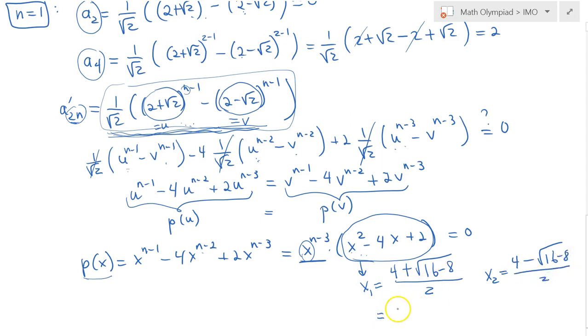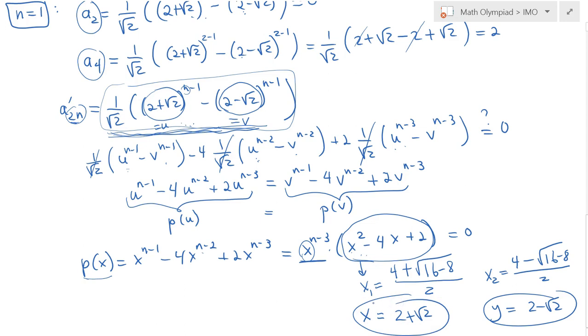But that's simply equal to 4 plus 2 root 2, but divided by 2 is 2 plus root 2. Let's call this just x actually, and y would be 2 minus root 2, and boom. Wow, so isn't that amazing?